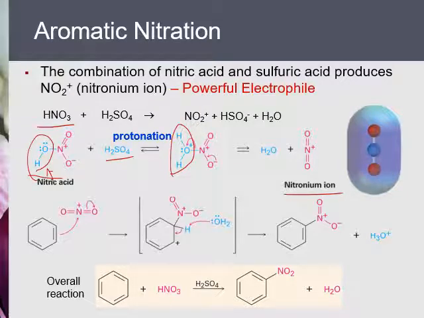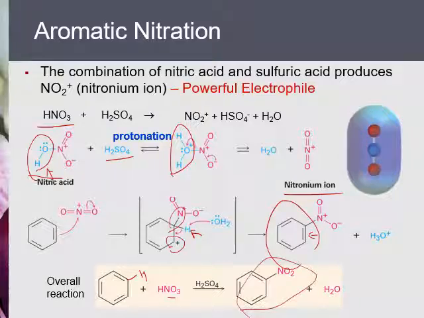Benzene's pi bond attacks the positively charged nitrogen, forms a carbon-nitrogen bond, and the other carbon on the ring forms a carbocation. Next step, elimination reaction. Hydrogen is deprotonated, a pi bond is formed, and aromaticity is restored. The net effect is a hydrogen on the benzene ring is replaced by NO2, forming nitrobenzene.